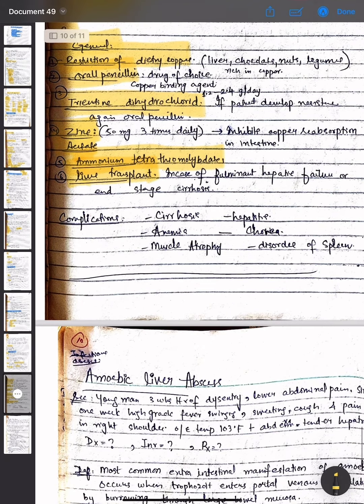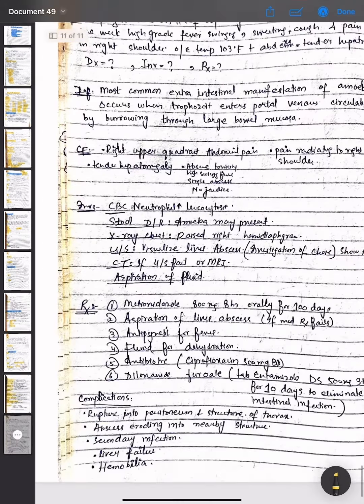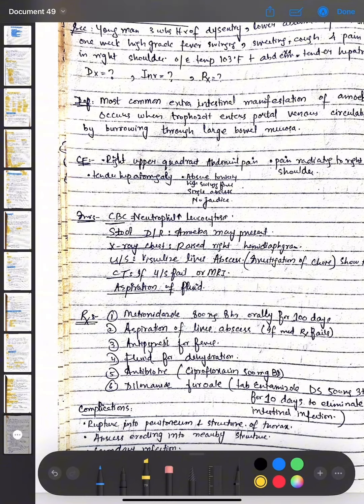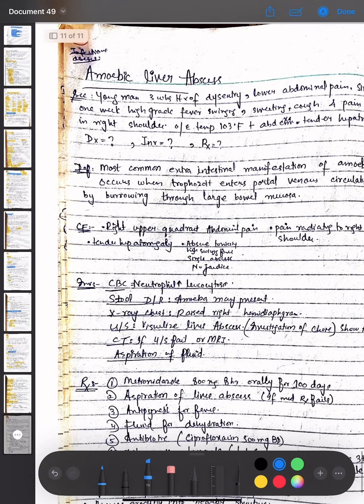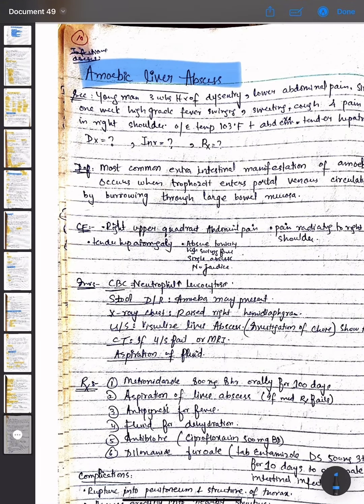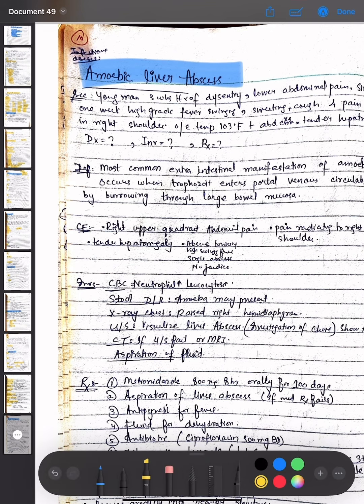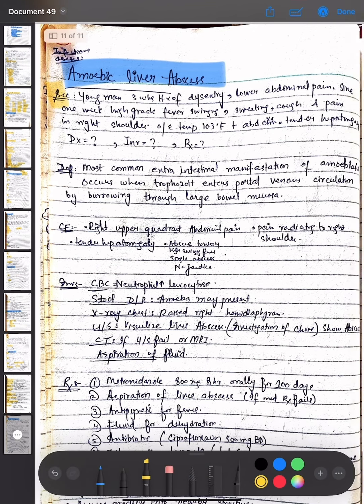The complications are cirrhosis, hepatitis, anemia, chorea, muscle atrophy, and disorders of the spleen. Now coming towards the last topic, that is amoebic liver abscess. We have a scenario that there is a young man with a 3-week history of dysentery, lower abdominal pain since 1 week, high grade fever, swinging, sweating, cough, and pain in the right shoulder. On examination, temperature is 103 degrees Fahrenheit, and abdominal examination shows tender hepatomegaly.